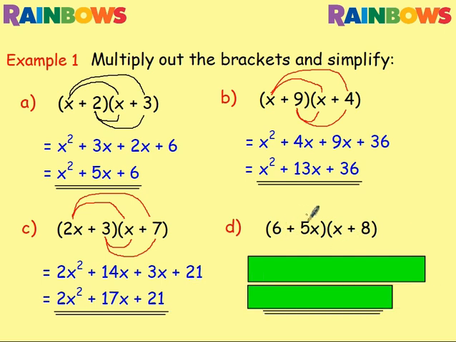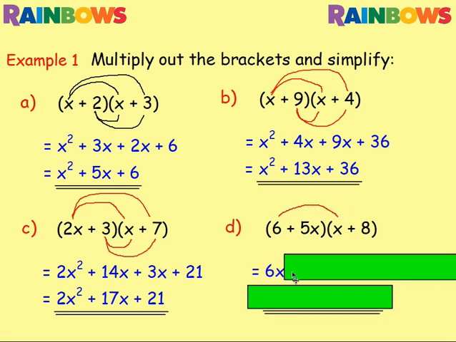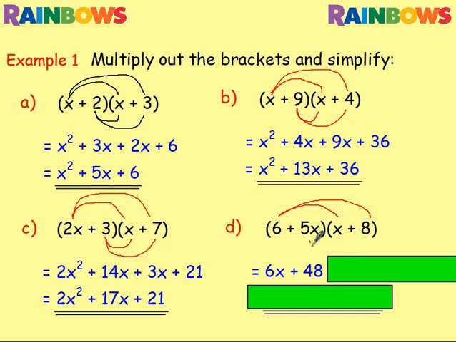Next one, 6 add 5x, bracket, x plus 8. Oh, let me do this one. Go on then, Alistair, what would you have? 6 times x is 6x. It is, good. And then what? 6 times the 8. 6 times 8 is 48. Everybody knows that. And then you would have the 5x times the x. 5x times x is 5x squared. And then you would have 5x times the 8, and 5x times the 8 is 40x.